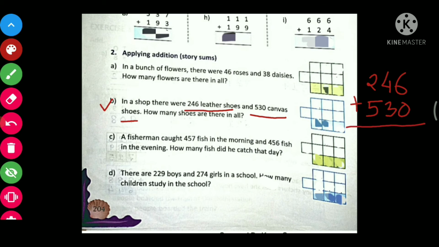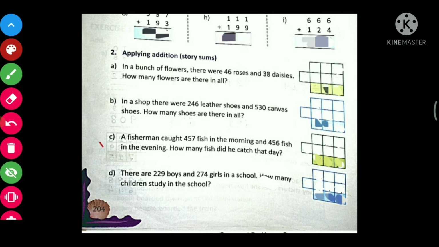Okay, now see the ones place 6 plus 0, it will be 6. 4 plus 3, it will be 7. 2 plus 5, it will be again 7. So total how many shoes are there? 776 shoes are there in the shop.